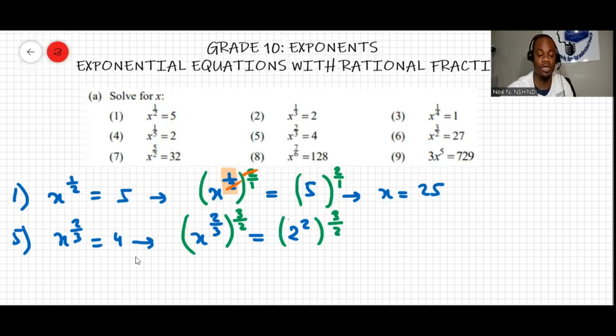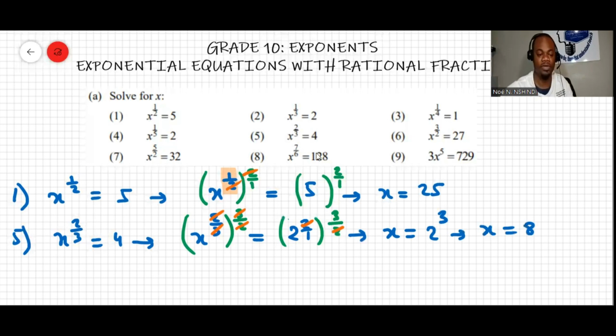Whatever we do on the left, we do on the right. Why 3 over 2? Because 3 over 2 is the inverse of 2 over 3. Over here we can simplify 3 and 3, and then 2 and 2, and then we get x. On the right, the denominator is 1, and we can simplify this 2 with that 2. Then it's 2 to the power 3 over 1, which is just 2 to the power 3. That makes x equal to 8.